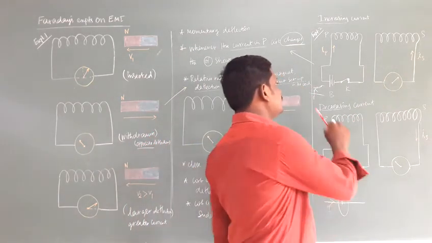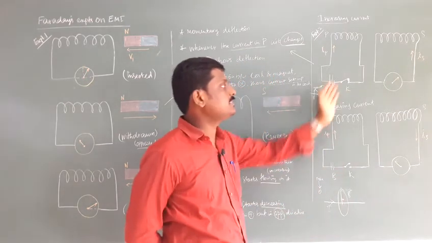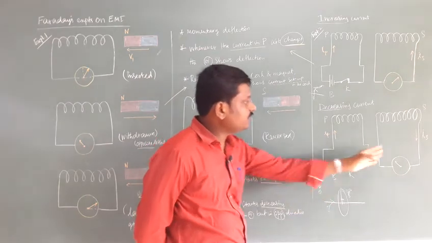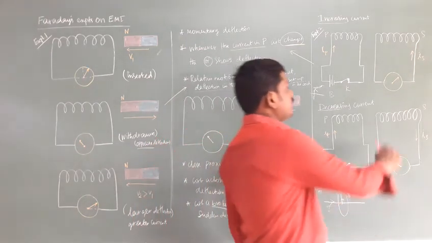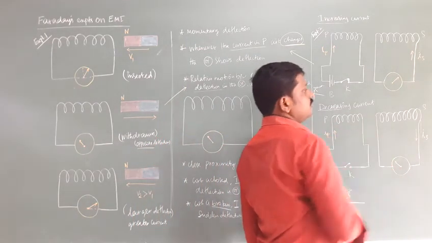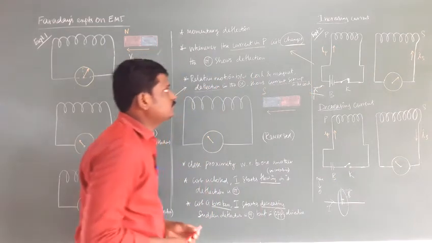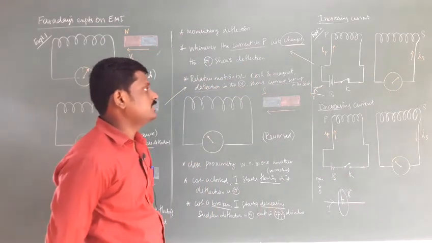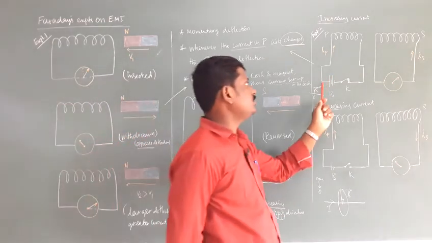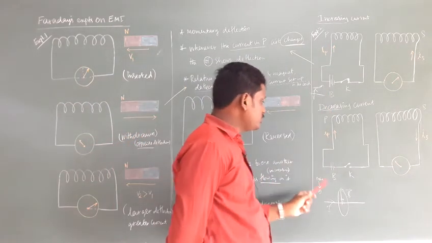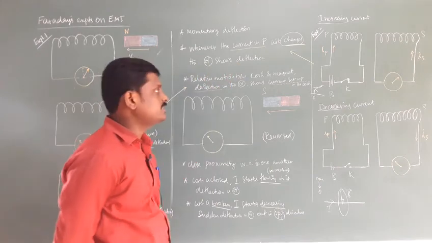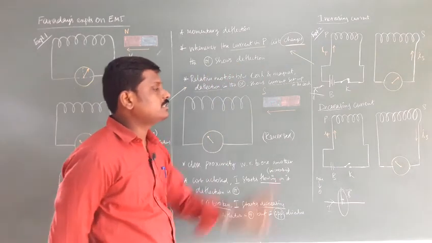But when current starts increasing from 0 to maximum, there is a deflection. When current starts decreasing from maximum to 0, there is a deflection in the galvanometer. So there is a production of current due to the primary circuit. That is electromagnetic induction. We can conclude that whenever the current in the primary circuit changes, from 0 to maximum or maximum to 0, there is a galvanometer deflection. That means a current is set up in the circuit.